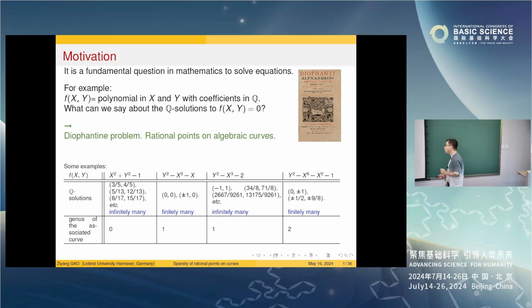The reason behind this behavior of having finitely many or infinitely many solutions, and when it has infinitely many solutions, whether we have a lot of small solutions or we don't, is determined by a geometric invariant associated to the curve defined by this polynomial. That is the genus: 0, 1, 1, 2. And it fits into the philosophy of geometry governing arithmetic. So in my talk, I will talk about this according to the genus of the curve.